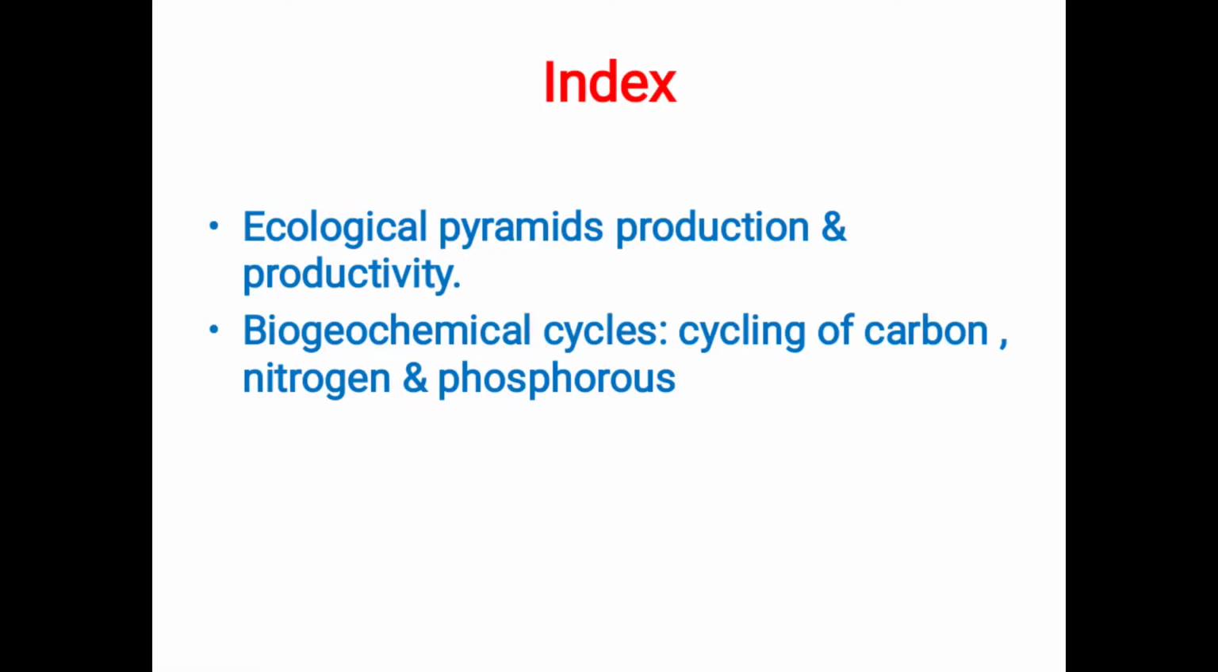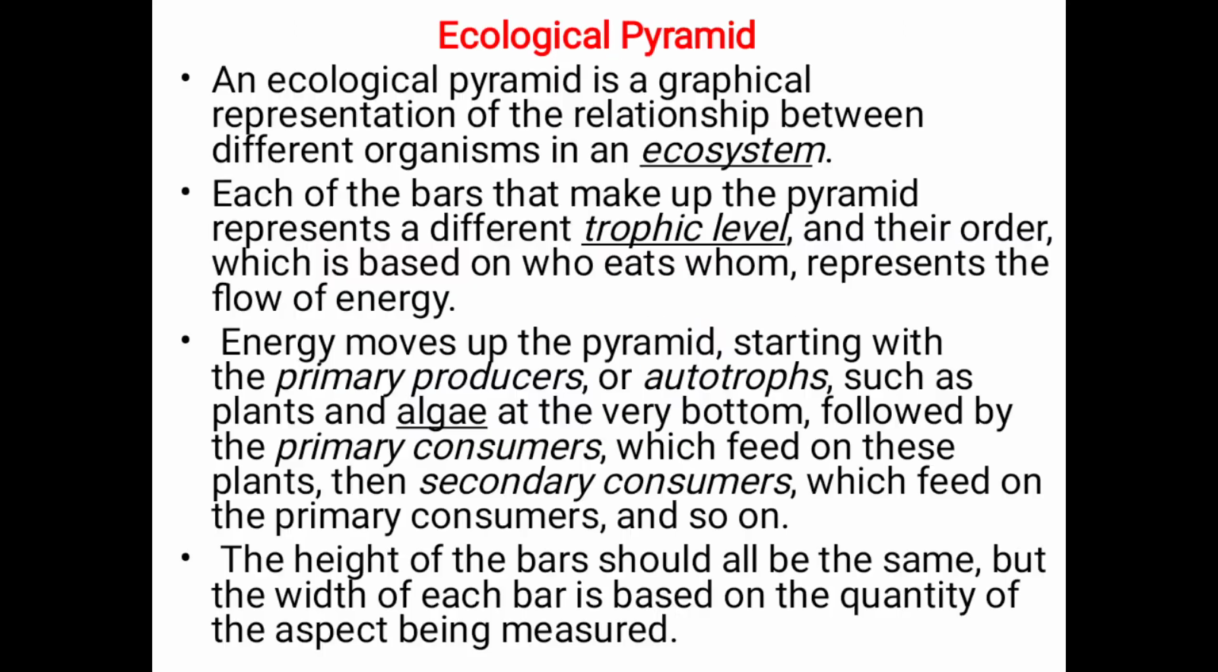Hi everyone. Today we are going to study these topics: ecological pyramids, production and productivity, and biogeochemical cycles such as the carbon cycle, nitrogen cycle and phosphorus cycle. First one, ecological pyramid. An ecological pyramid is a graphical representation of the relationship between different organisms in an ecosystem.